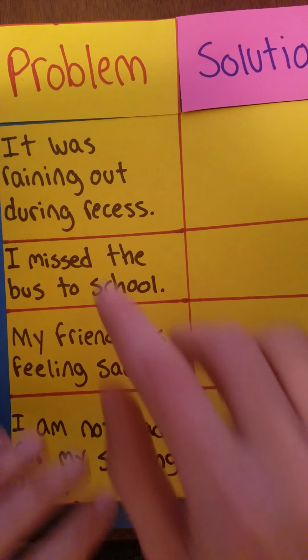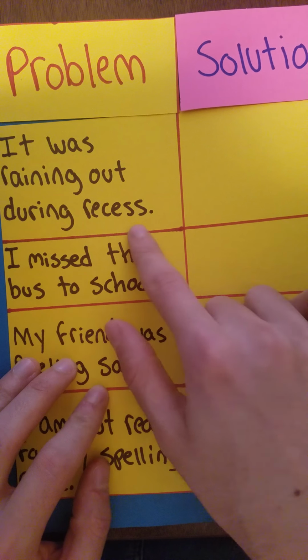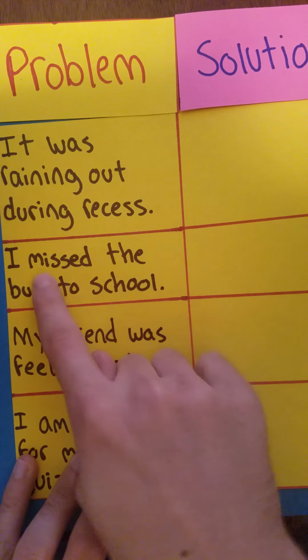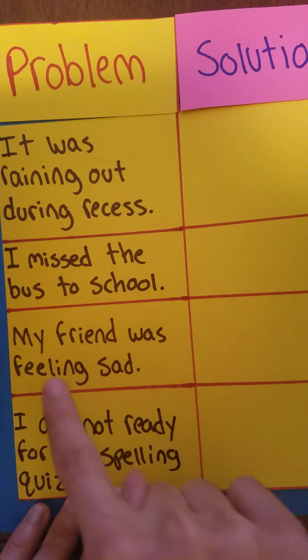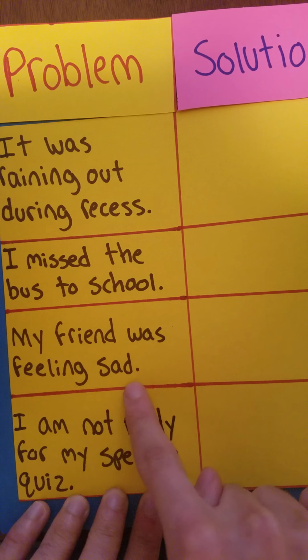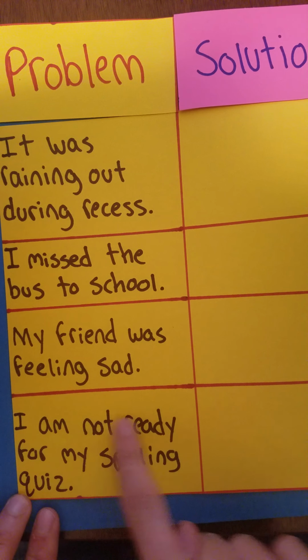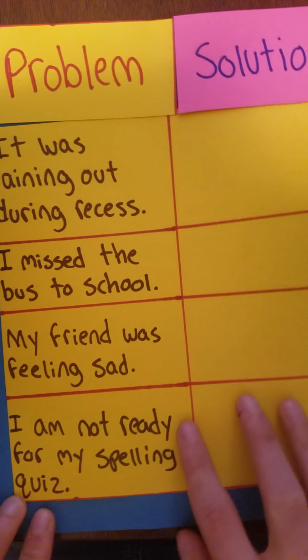The first problem, it was raining out during recess. The second problem, I missed the bus to school. The third problem, my friend was feeling sad. And finally, I am not ready for my spelling quiz.